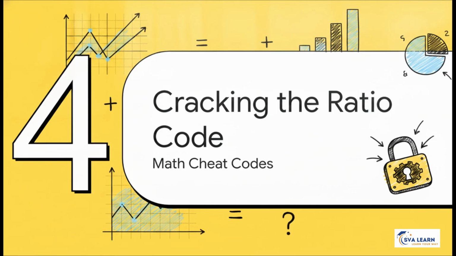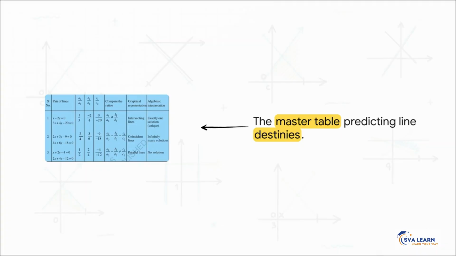All right, moving into section 4, cracking the ratio code. Okay, drawing graphs is super satisfying, I know. But what if I told you there's a literal mathematical cheat code to predict these destinies without drawing a single line? Behold the master key. Every linear equation is built using coefficients. Those are the numbers attached to your variables, usually labeled a, b, and your constant c. By simply comparing the ratios of these coefficients between our two equations, like a1 over a2, b1 over b2, and c1 over c2, we can instantly crack the code.